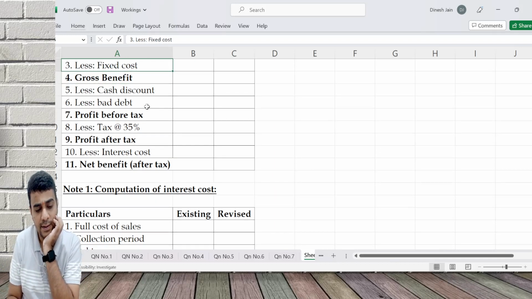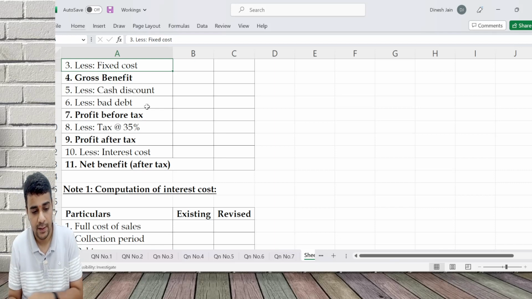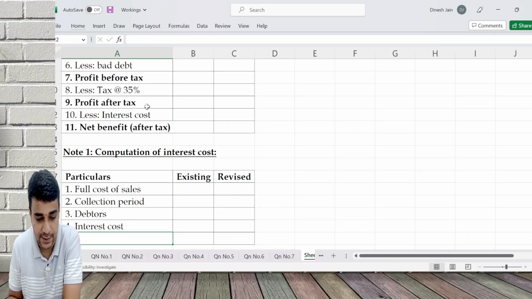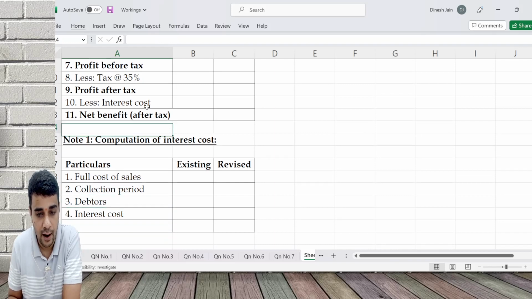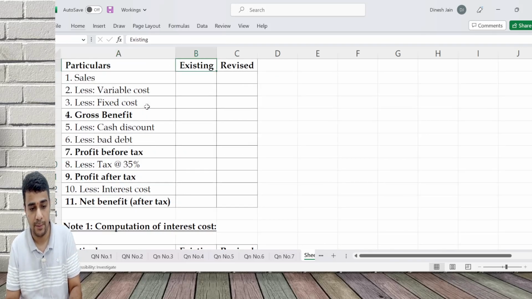Normally, I subtract interest cost at the PBT level, that is before tax. Here, we are subtracting it after tax because the given return is after tax return. Let's capture some of this data point.